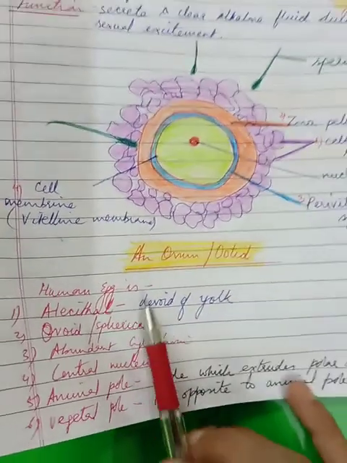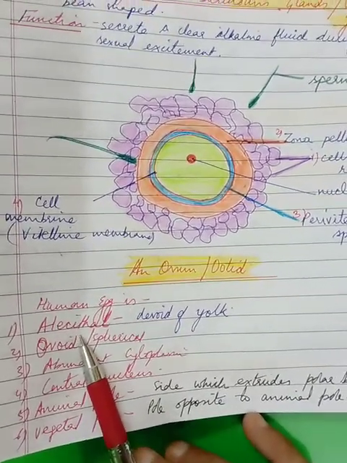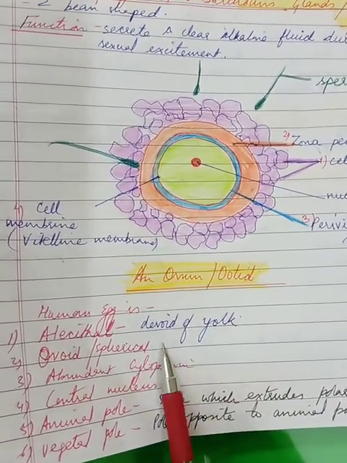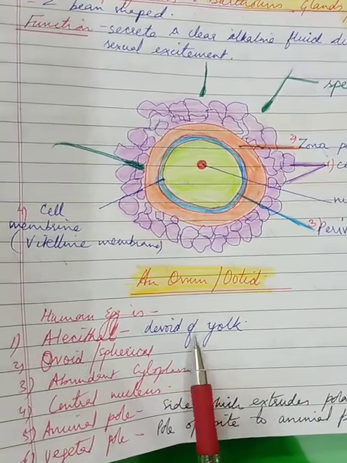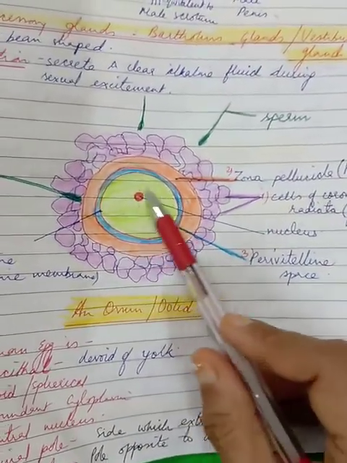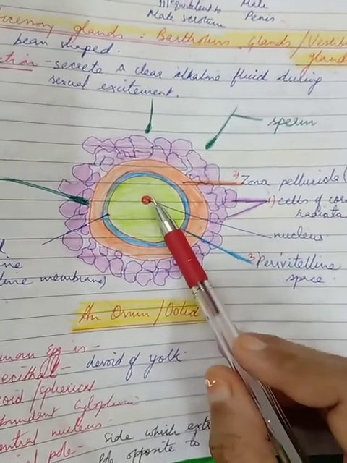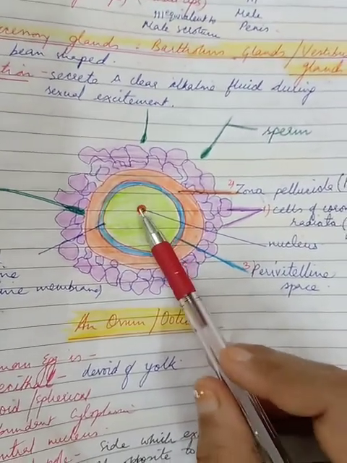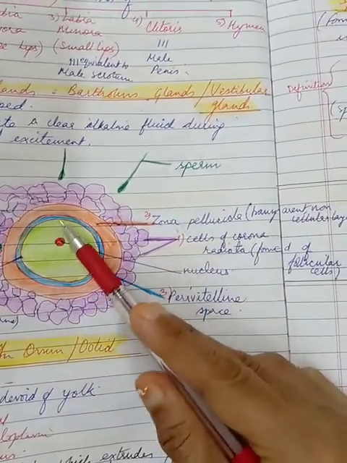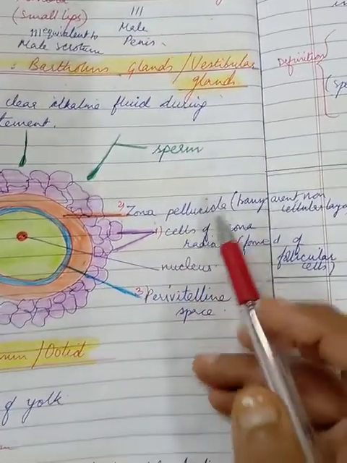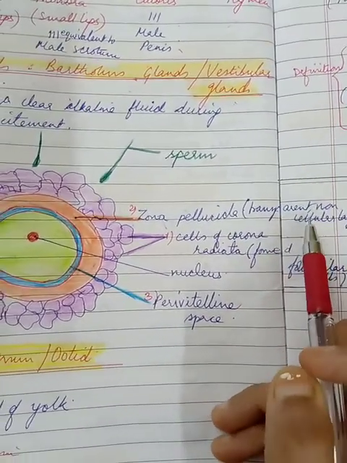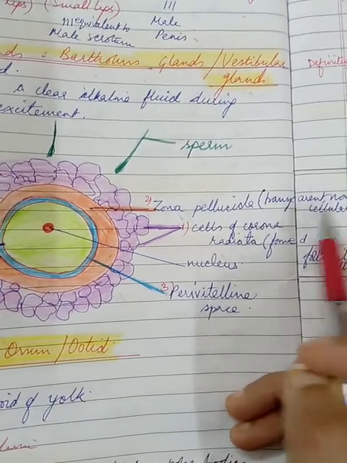There are some characteristics of the human egg. First, alecithal. Alecithal means it is without the yolk. Devoid of yolk, but it has abundant cytoplasm. Cytoplasm is in good quantity, and there is a centrally located nucleus. Then the layers to study: it is surrounded by a transparent membrane from outside. It is the zona pellucida, which is a transparent non-cellular layer.